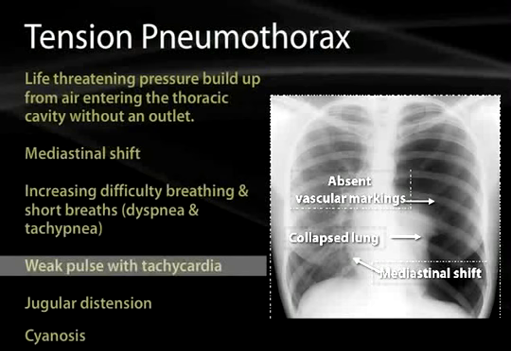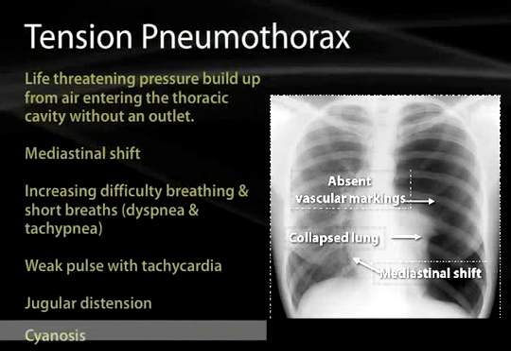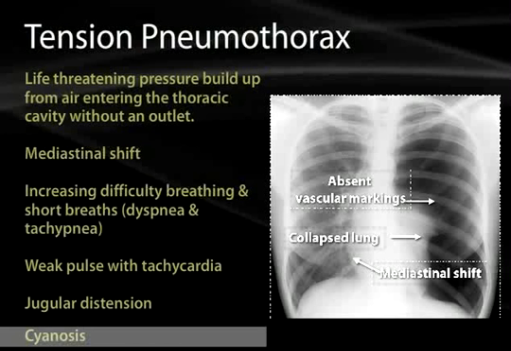This is going to be accompanied by increased breathing difficulty, shortness of breath, or dyspnea and tachypnea. Weak pulses with tachycardia are going to be an important sign as well, because the heart is going to be compressed with this tension, and there's going to be a drop in systemic efficiency. This is going to cause a drop in systemic insufficiency because the venous system will be compressed. That's always going to be the first system to be compressed by pressure.